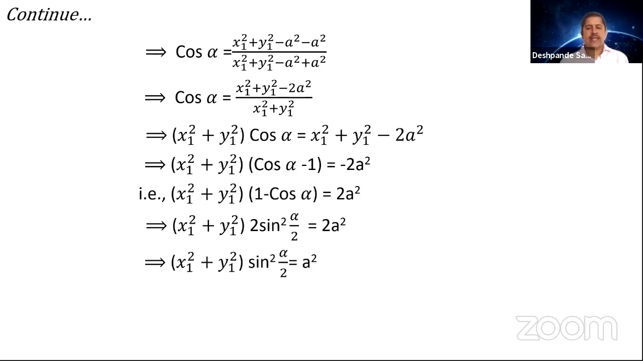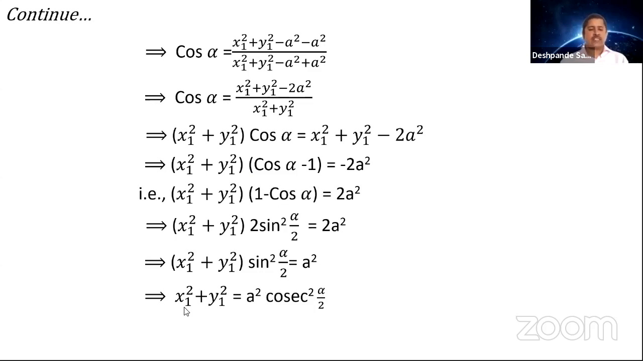So you can simply write it as x1 square plus y1 square is equal to a square into, this sine goes other side, 1 by sine is going to be cosecant. So cosecant square alpha by 2. So you got a general equation here. If you take the point as x1 y1, you got this equation.